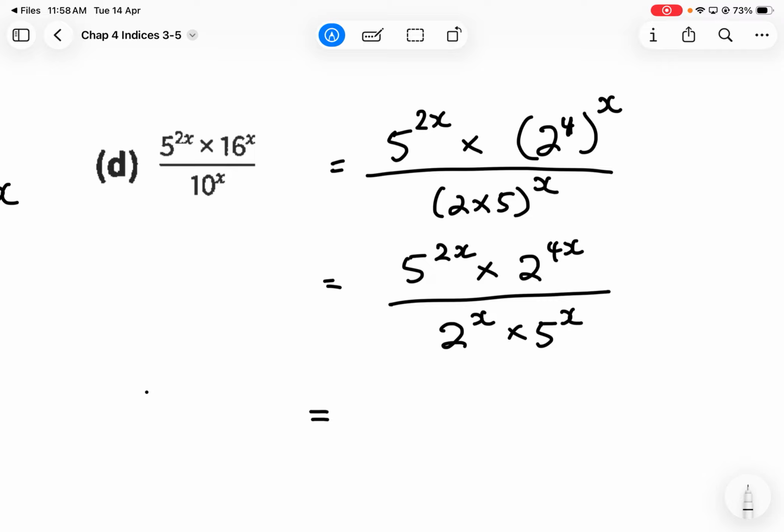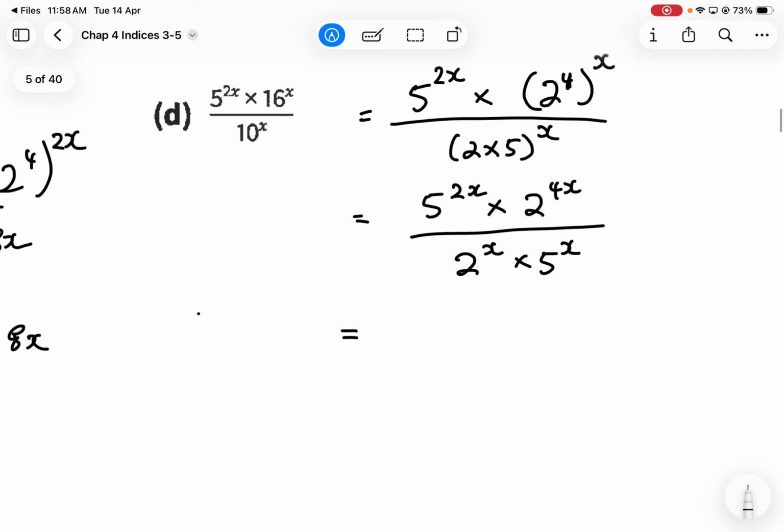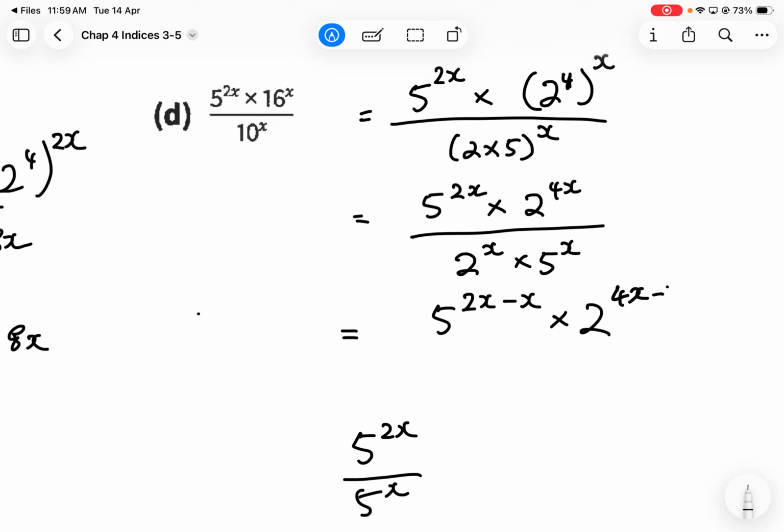Then the same base one I can go and divide already. 5 to the power of 2x divided by 5 to the power of x. So the result is actually when I have division 5 2x and 5x. The number of 5s at the bottom is x. The number of 5s at the top is 2x. So the number of x's here used to cancel away from the top. So my 5 will be left with 2x minus x, which is x. Okay? Then my 2 will be left with 4x minus x.